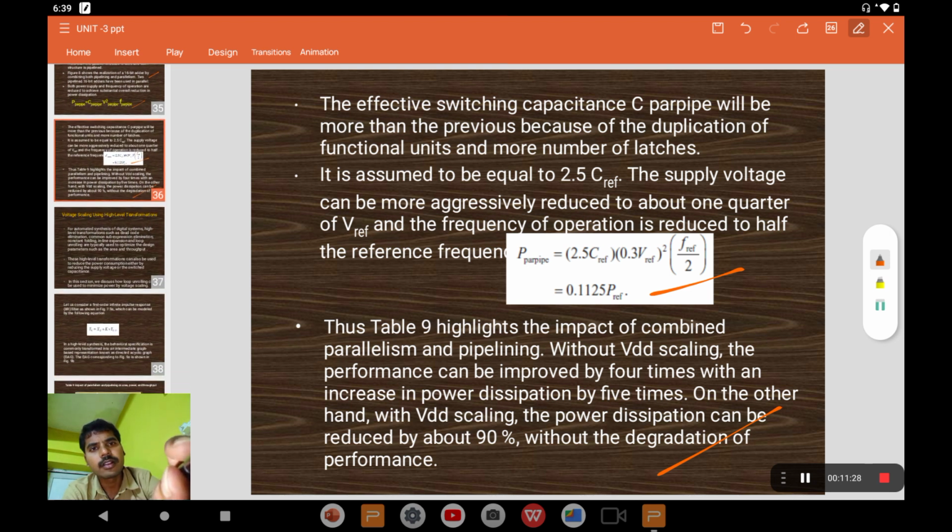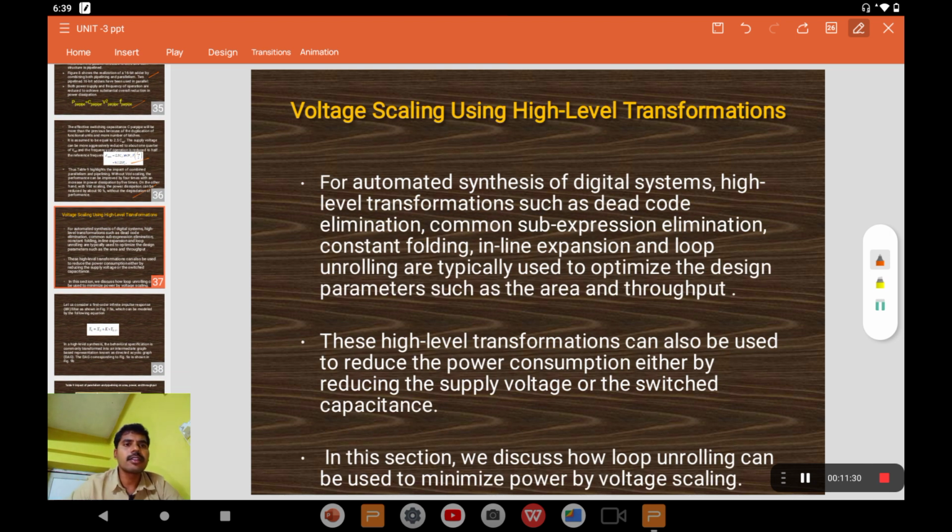Here, voltage scaling is used at a high level, for automatic systems, digital systems and all those things, which we will discuss in the later sessions.